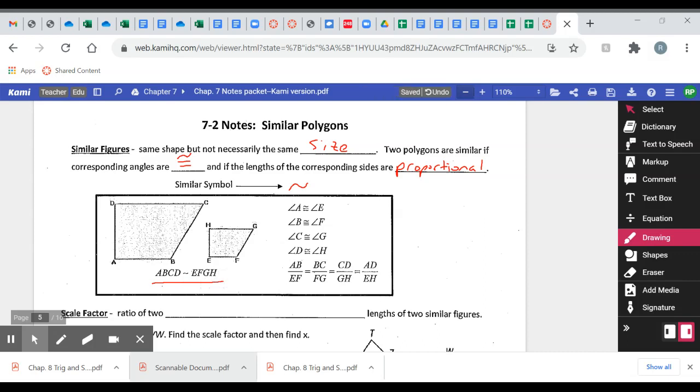Just like when we said triangles were congruent and the order of the letters told you a lot of information, same thing with this similarity statement. The order of those letters tells you lots of information. You can see that it tells you the corresponding angles that are congruent. So first letter, angle A is congruent to angle E. Second letter, B is congruent to F. Third and third is C and G. And last letter is D and H.